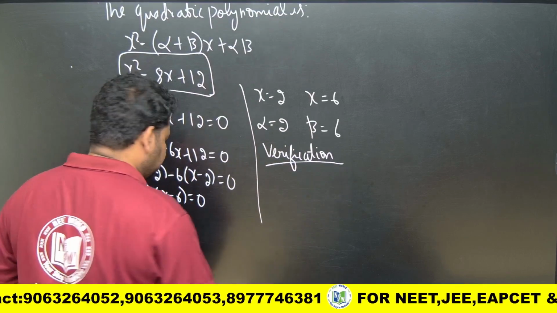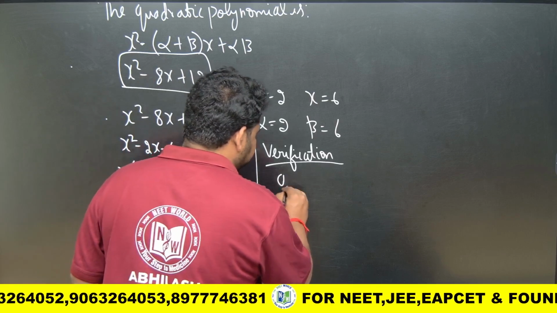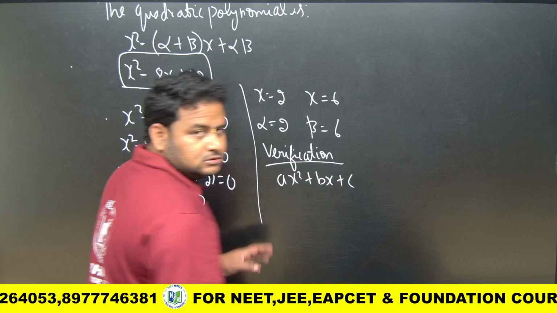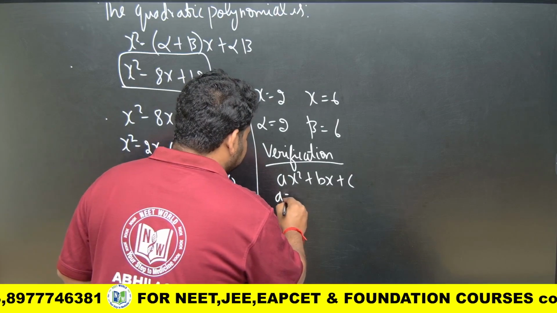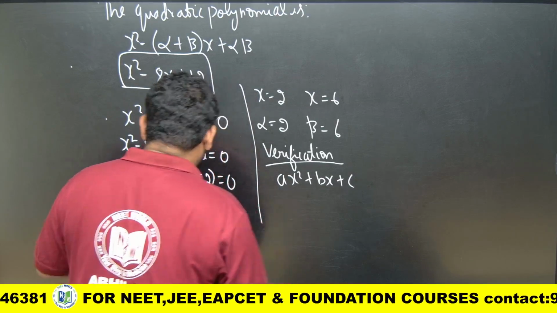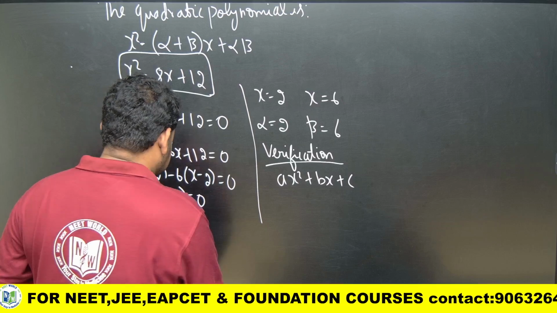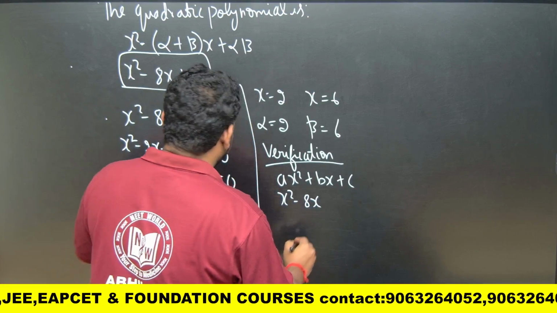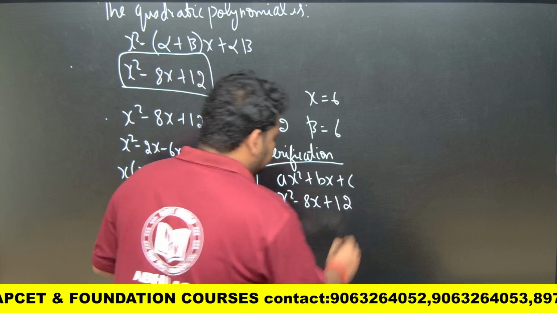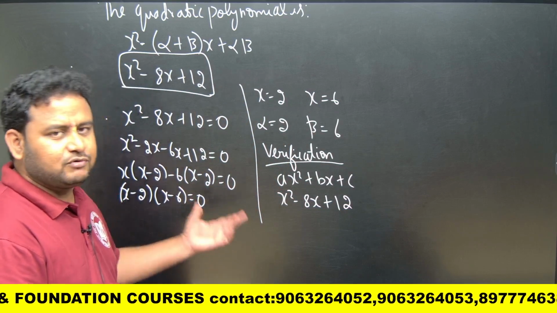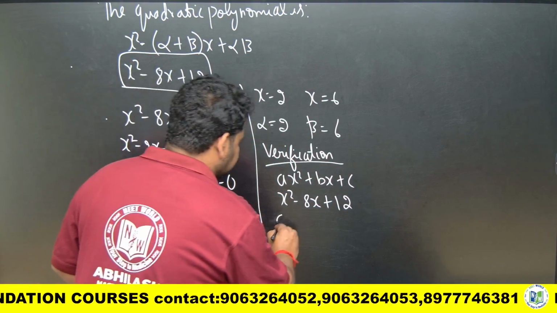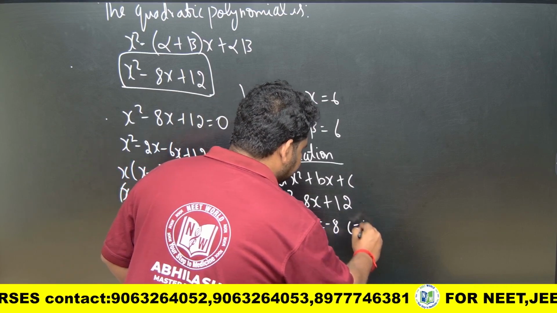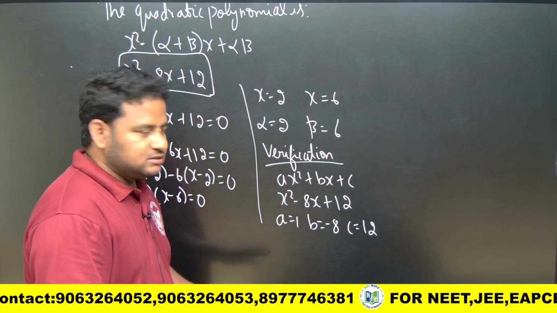So, first what we should do? The standard form, friends, is ax square plus bx plus c. So, first I should write the polynomial that we got: x square minus 8x plus 12. Now on comparing, I will get a is equal to 1, b is equal to minus 8 and c is equal to 12.